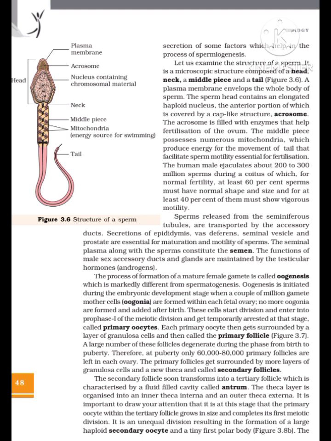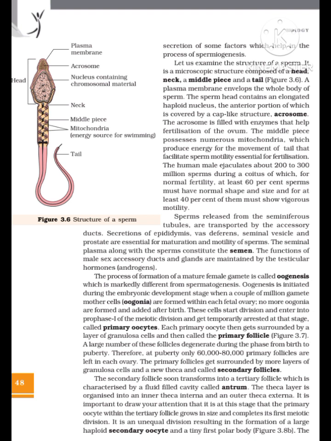Therefore, at puberty only 60,000 to 80,000 primary follicles are left in each ovary. The primary follicles get surrounded by more layers of granulosa cells and a new theca and are called secondary follicles. The secondary follicle soon transforms into a tertiary follicle, which is characterized by a fluid-filled cavity called antrum. The theca layer is organized into an inner theca interna and an outer theca externa.